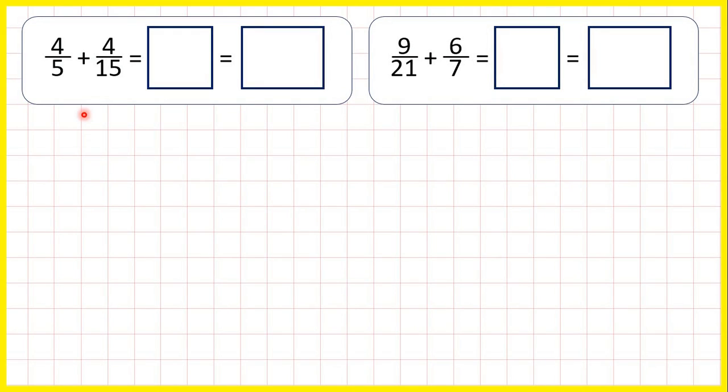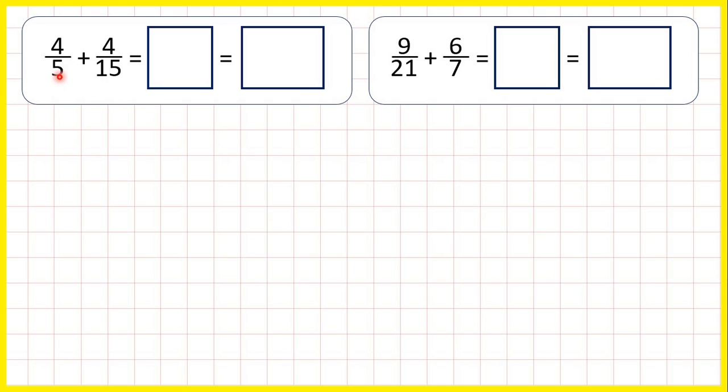So here we're adding fractions, but we have two answer boxes. That's because we're going to write our answer as both an improper fraction and a mixed number. So adding these fractions will give us a total of more than one whole.